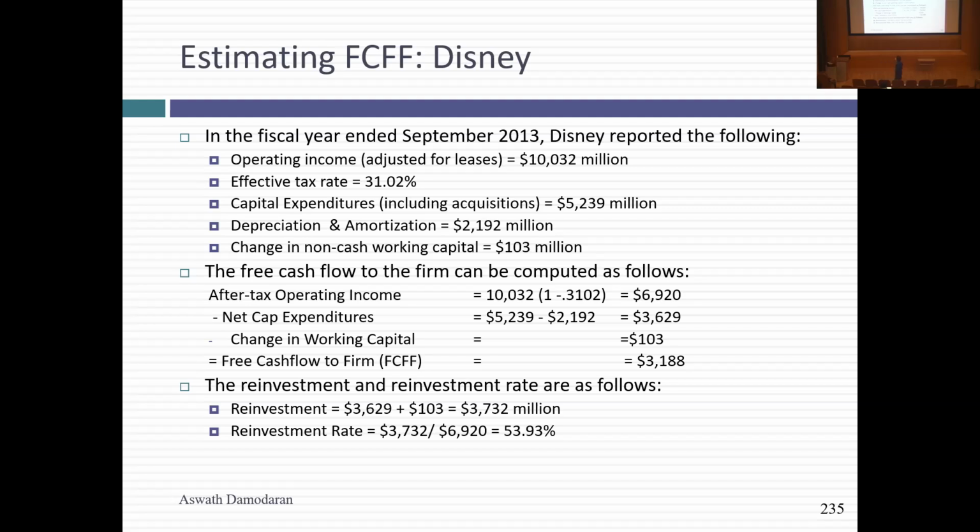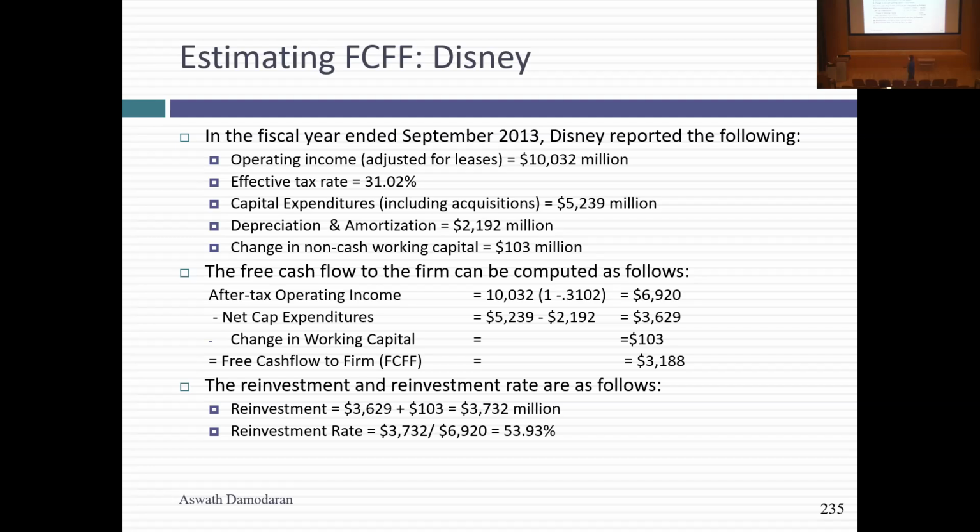The effective tax rate that Disney faced in 2013 was 31%. And remember, effective tax rate is just taxes paid divided by taxable income right out of the income statement. I'm going to act like they pay 31% of 10,032 million as taxes. You see why that's acting? Because you really don't pay that on your operating income, you pay it on your taxable income. That's why this is called an unlevered cash flow. It's unlevered because you're acting like you have no debt. You're computing the after-tax operating income.